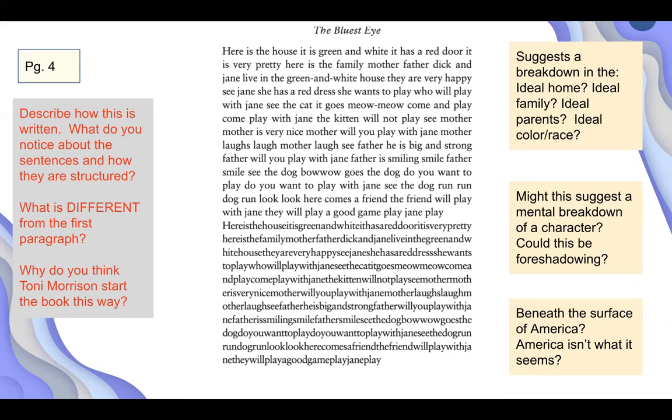Could this be foreshadowing? Then if we go back to the idea of ideal America, is this the surface beneath which America hides? America wants to portray itself, when she was writing this in the 70s and today, let's be honest, as a unity, as the best country ever. But we know that that's wrong, that it's not the best country, that there are a lot of problems, but people tend to whitewash history. Is that Toni Morrison's point? I want you to consider that as you continue reading.